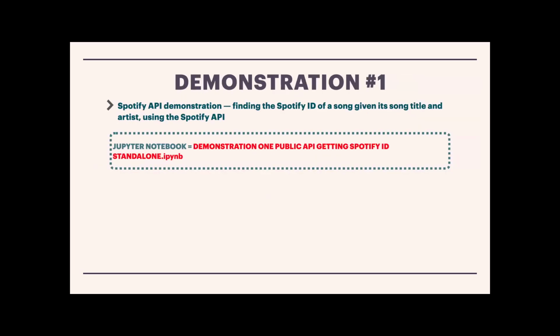All right, with that, I guess we can go to it. The first one is this Jupyter notebook. I invite you to either get the zip archive, I don't know if Woody shared it, or the Google Colab space called Demonstration 1, which uses the public API to find the Spotify ID of a song, given its song title and artist, using the Spotify API.